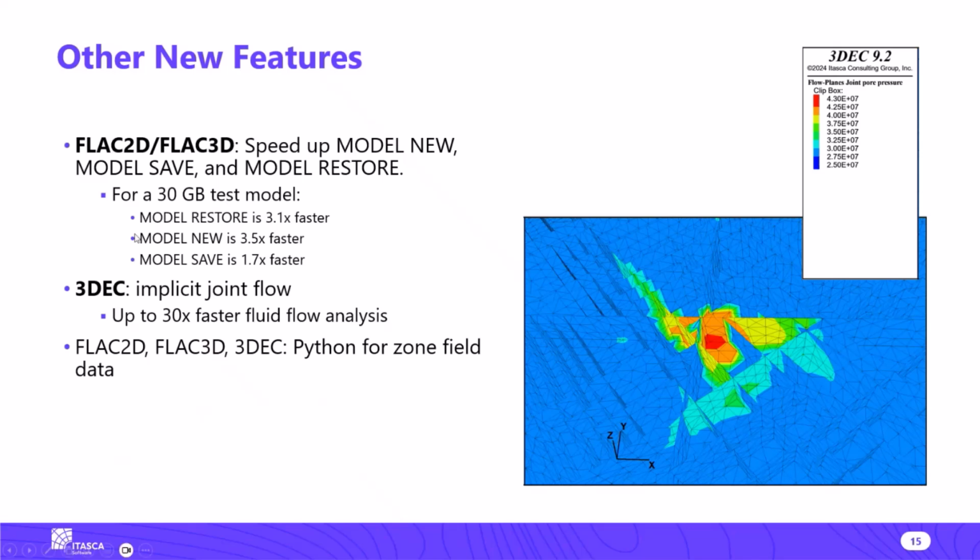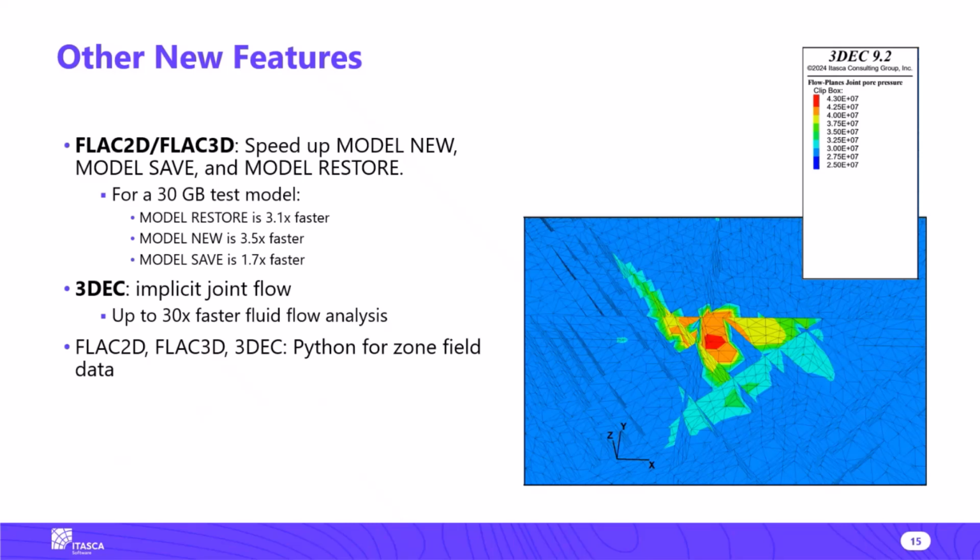And so essentially the bottom line here is that if you do a restore, it's about 3 times faster than it used to be. So if you have one of these big models and it used to take 3 minutes to load it up, it now takes 1 minute. And if you're doing this 50 times, that time saving can be significant.